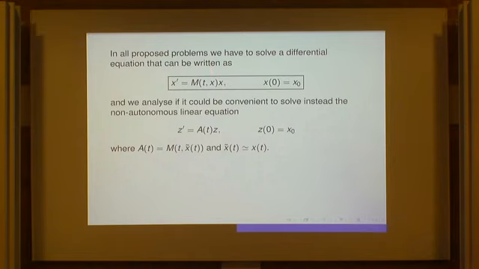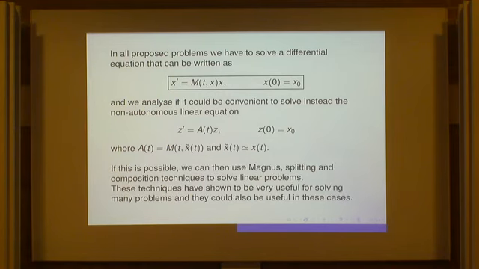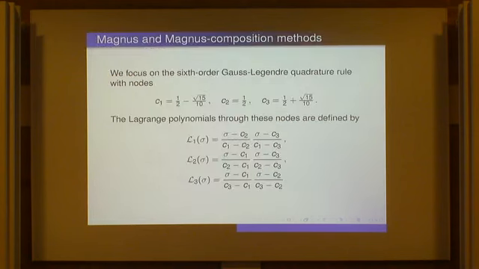It's like the x coordinates are split in two. One is treated differently from the other one, because this x is treated differently from this one. But we need to find how to treat it appropriately. Then, if this is possible, we can use Magnus, splitting and composition techniques to solve linear problems. And these techniques have shown to be very useful for solving many problems, and they could also be useful for solving, in this case, the previous Schrödinger equation that we were mentioning.